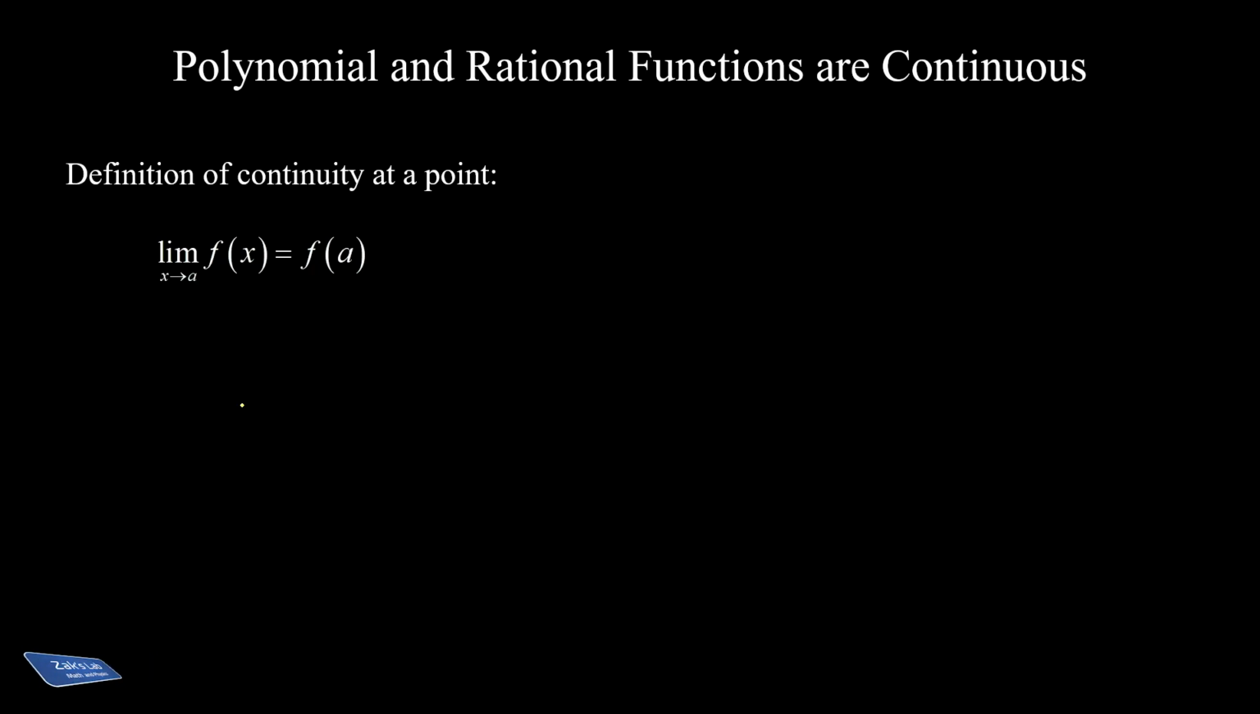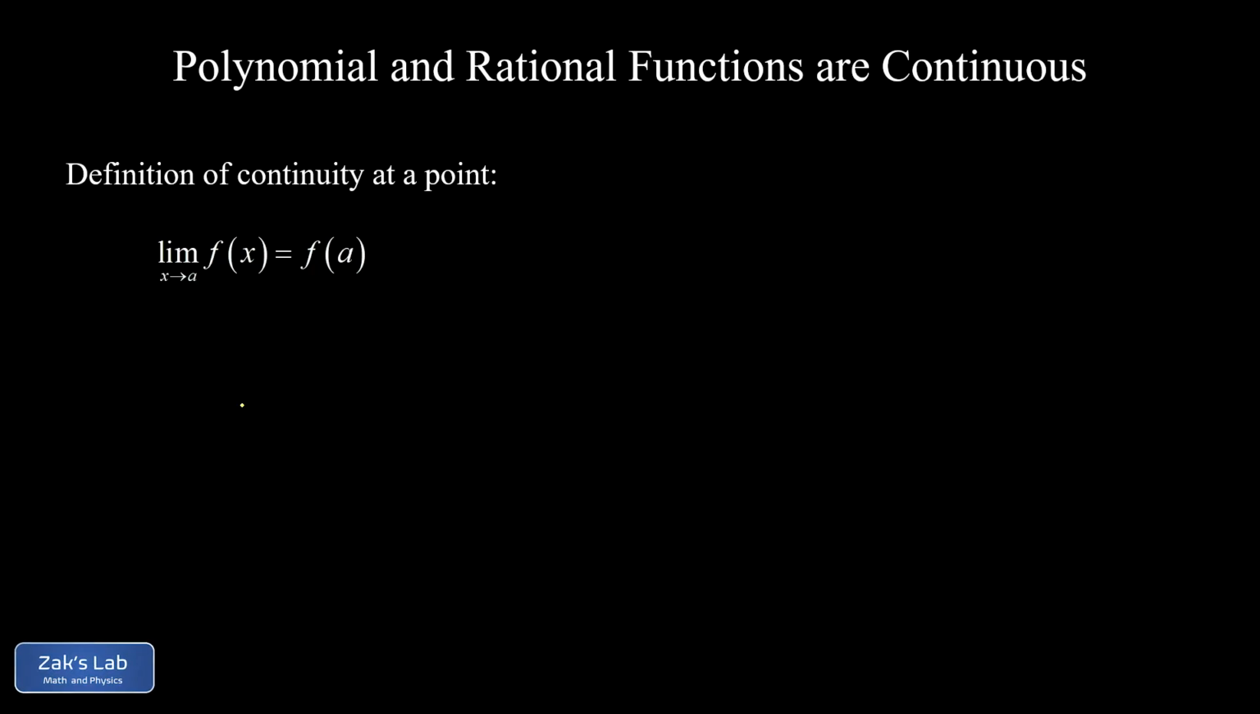In this video, we're going to prove that polynomial and rational functions are continuous on their entire domains. So we're going to get this started with a reminder of the definition of continuity that we derived in the previous video. So there it is. A function f of x is continuous at the point a if the limit as x goes to a of f of x is equal to f of a.